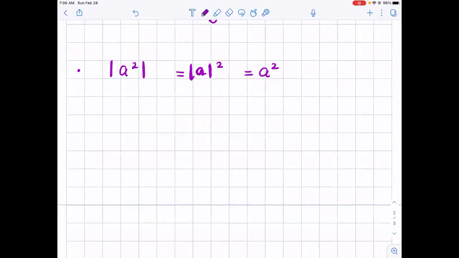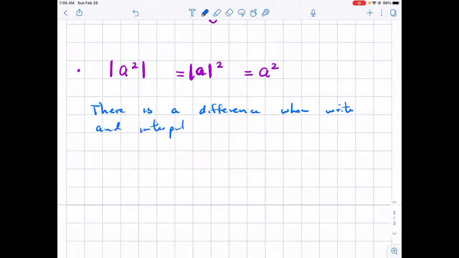Now, I just want to point out to you that there is a difference, okay, when we write and interpret exponents, okay? And what do I mean by that?